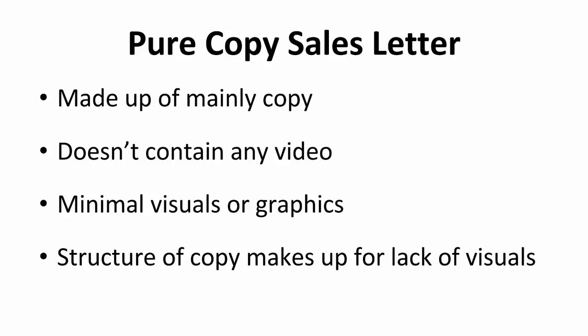While the copy is by far the core element of pure copy sales letters, they usually do contain some images and visuals of the product, but they are used very minimally. A pure copy sales letter focuses more on structure to entice prospects. What is meant by structure in this case is not only how the copy is written, but also the format in which the information is presented. Pure copy sales letters make good, strategic use of bullet points, tables, and as mentioned previously, some visuals.